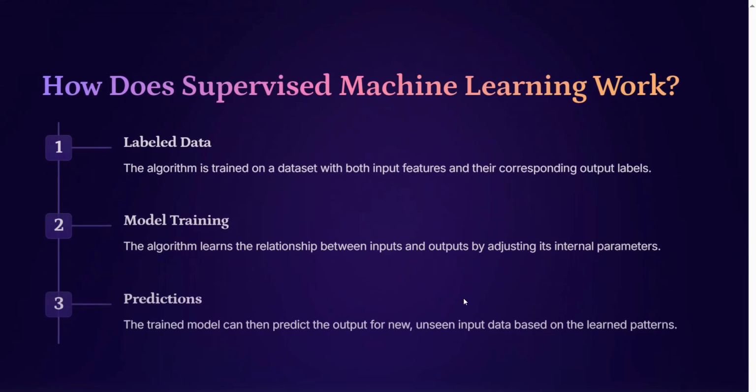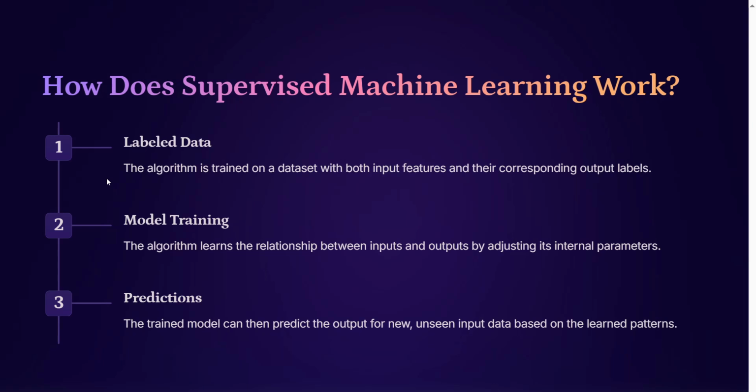So, how does supervised machine learning work? Let's go through it step by step. First, we need labeled data. Now, what does it mean? It means that we need to have a data set where each piece of input data is paired with a correct output label. Think of our fruit example. We have pictures of fruits, that is the input features, and their names, that is the output labels. The more labeled data we have, the better the algorithm can learn.